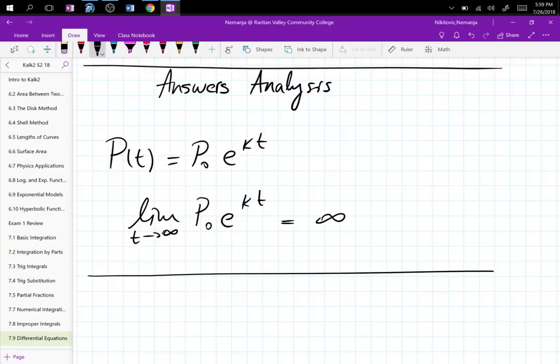So what we are going to do is you will look at Newton's law of cooling.